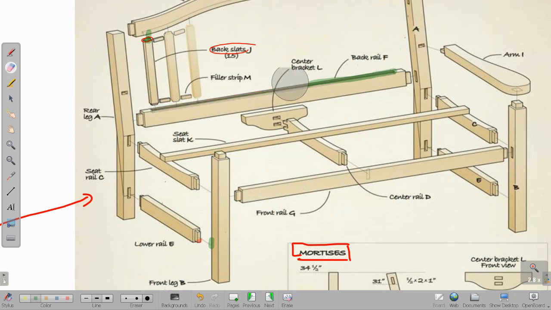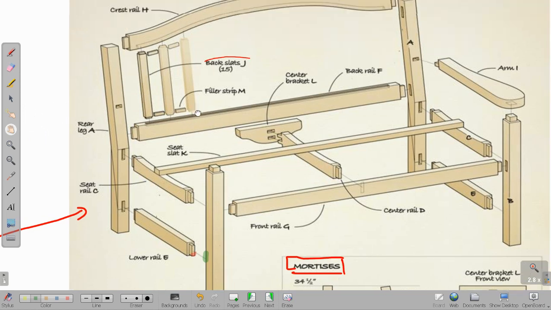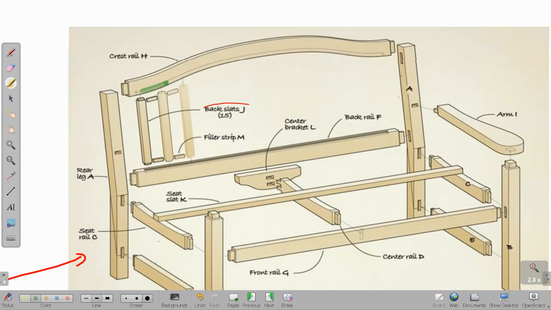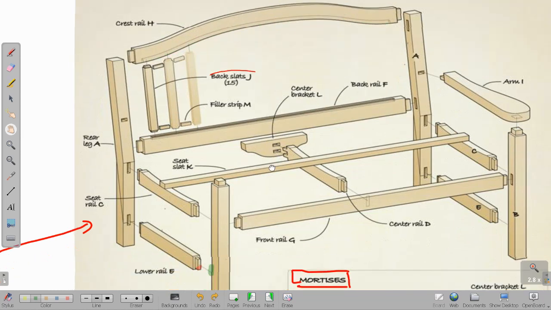So that is not a mortise, even the one in the top part. This is a groove, that is not a mortise. A mortise is just a small hole that is put. So that's fine. So that's that.